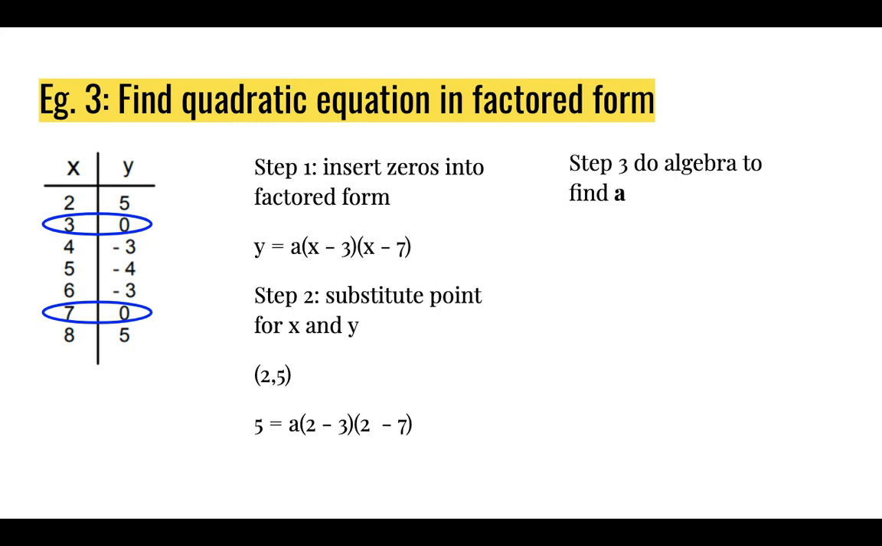So 2 minus 3 is -1, and 2 minus 7 is -5. So my equation becomes this. And now I'm going to multiply these terms out to make it more simplified. So -1 times -5 is +5. And if we're going to get rid of this 5, we have to divide by 5 on both sides, which gives us a is 1.